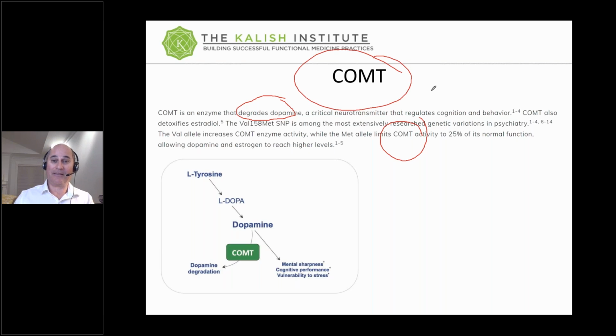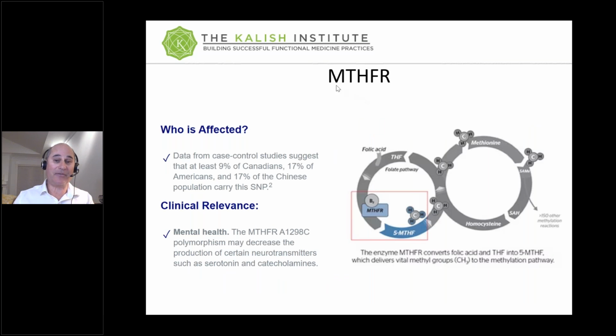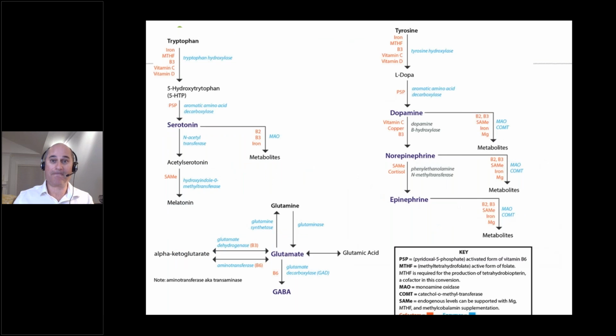And this gene is just not working. You see this all the time, super common. And then MTHFR, I'm sure you've all heard of, can also have a huge impact on what's happening with the brain and with neurotransmitter production. So here's our summary of all these pathways.